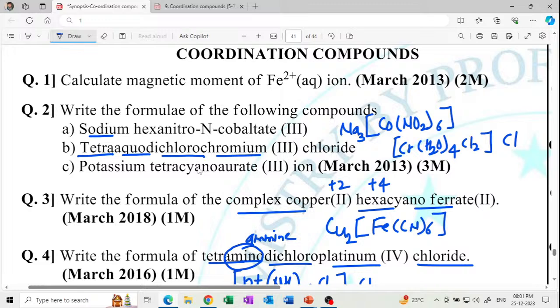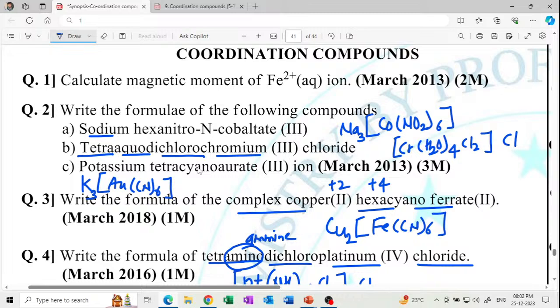Next is the potassium tetracyano, potassium stands for K, tetracyano, aurate stands for Au, म्हणजे aurate gold, tetracyano CN4, and then oxidation state, so Au as a +3, so this is the K, this is the K Au(CN)4. So yes, this is your formula.